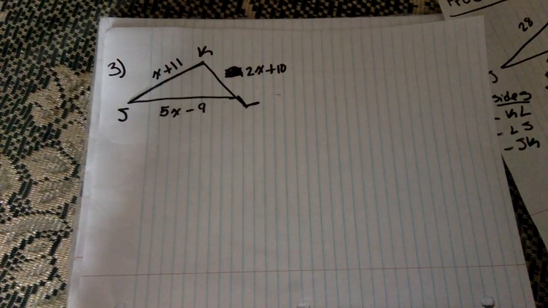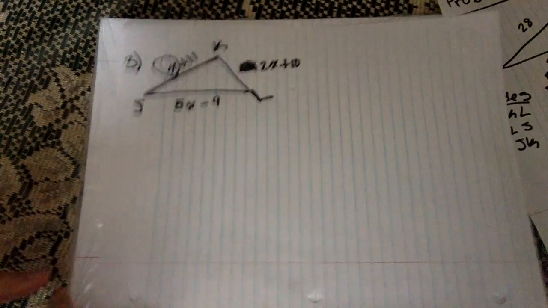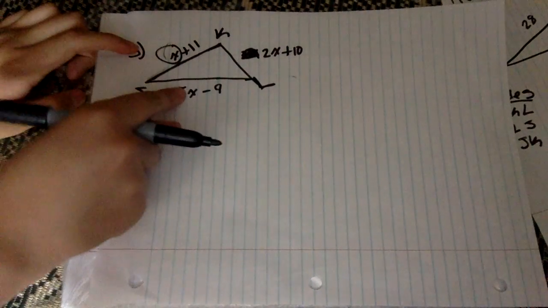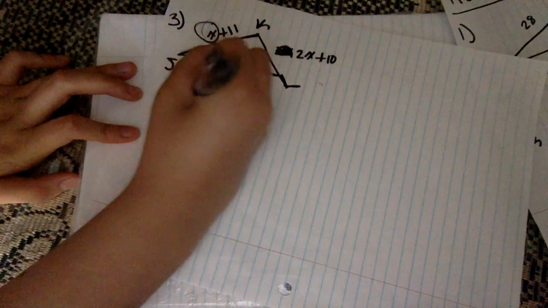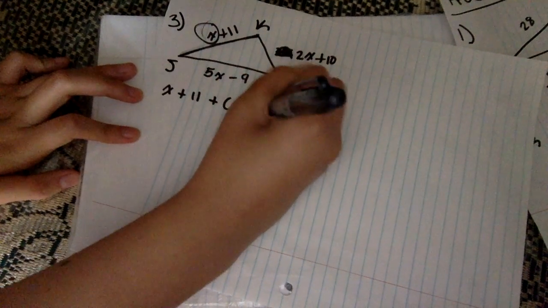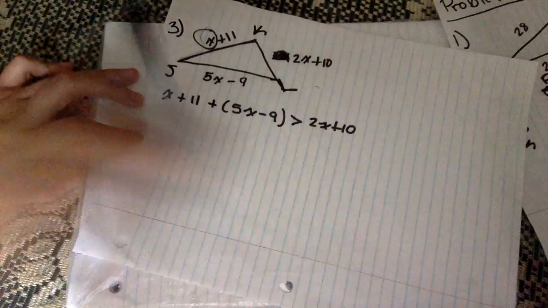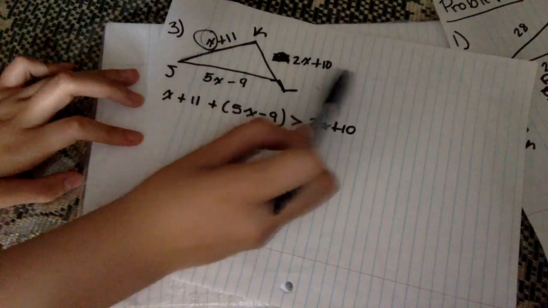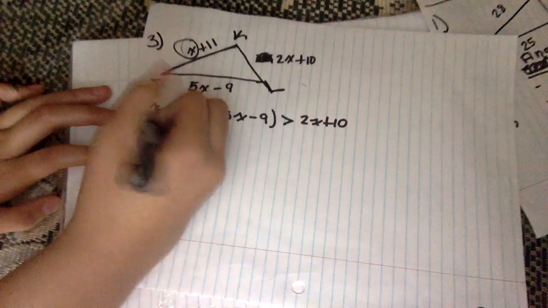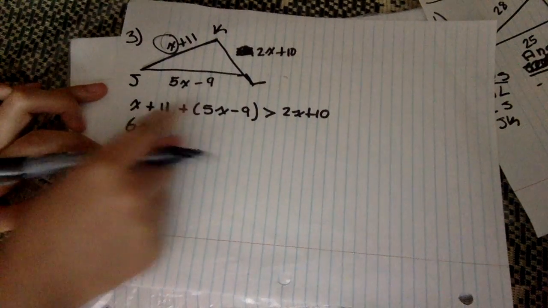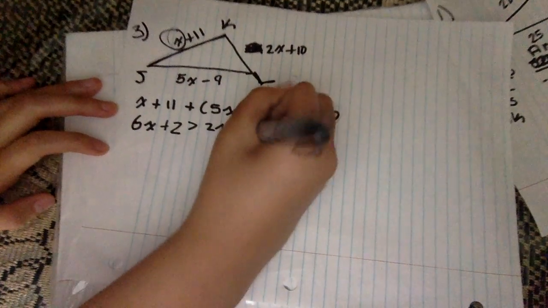Okay, for number 3, we have to find all the possible values of x. So as we know before, that two sides added will always be larger than the third side. So let's go on that. So here, just writing the problem down, using these two sides would have to be larger than the third one, this one. So x plus 5x equals 6x, and 11 minus 9 equals 2, which is greater than 2x plus 10.